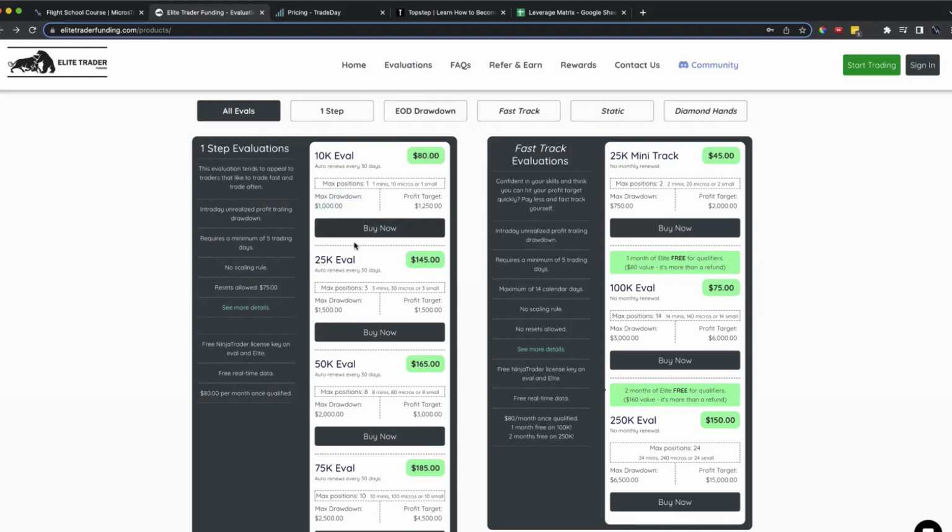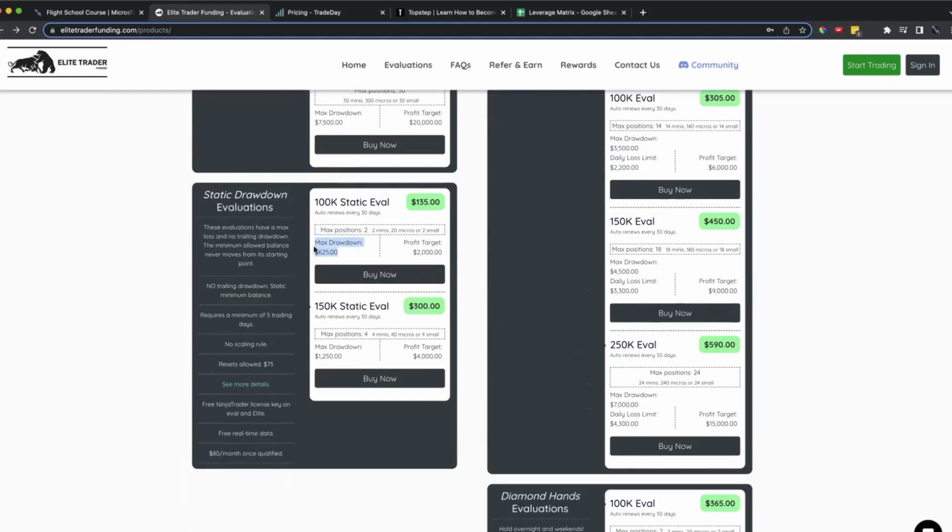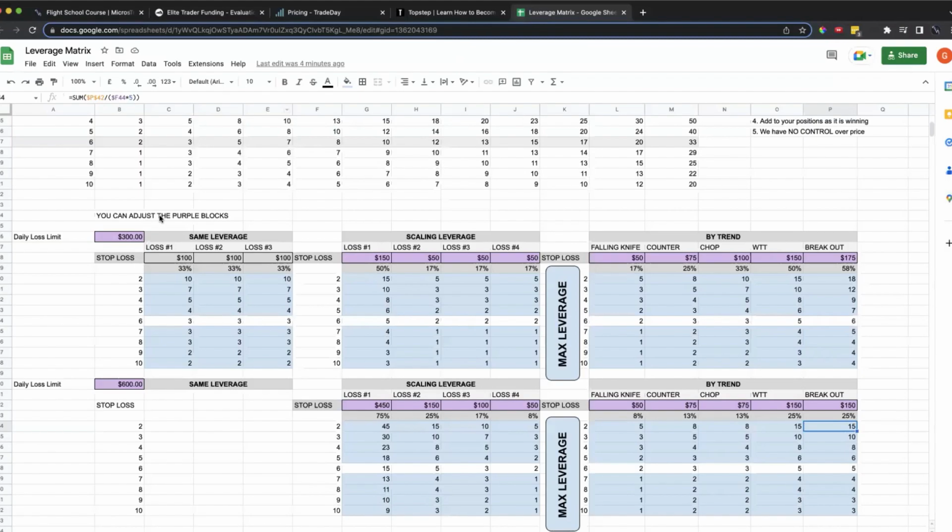I really like that. So the One Step is a great account to choose from. The other one I would think about doing is the static drawdown, to where this number never changes. And it also will make you trade smaller, because look at this. This is a $625 drawdown. You divide that out amongst 3 days. Now my max risk is 200 a day, so this one's 300 a day. And you can see the leverage that you may or may not be able to use based off that. So it makes you trade even smaller.